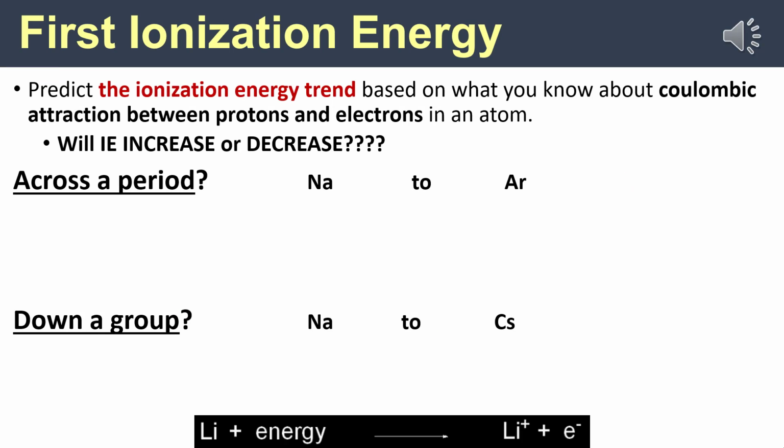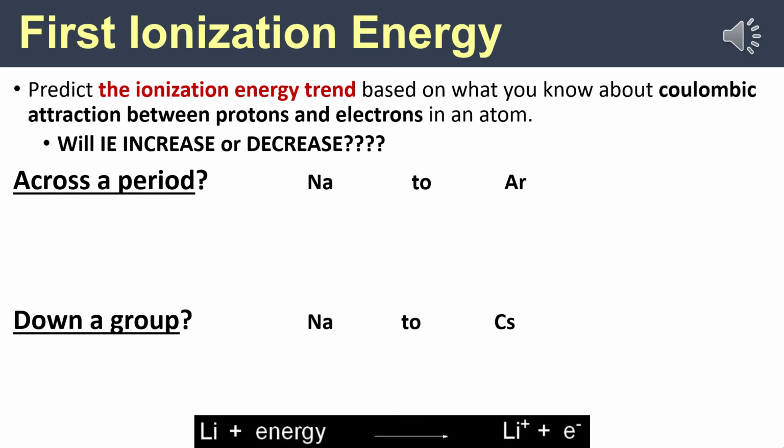Okay, let's now repeat the activity that we just did. Let's make a hypothesis. Based on our knowledge of atomic structure and periodic trends, will the ionization energy increase or decrease across a period? And will it increase or decrease down a group? So pause the video now, make your hypothesis, and then unpause when you're ready for the answer.